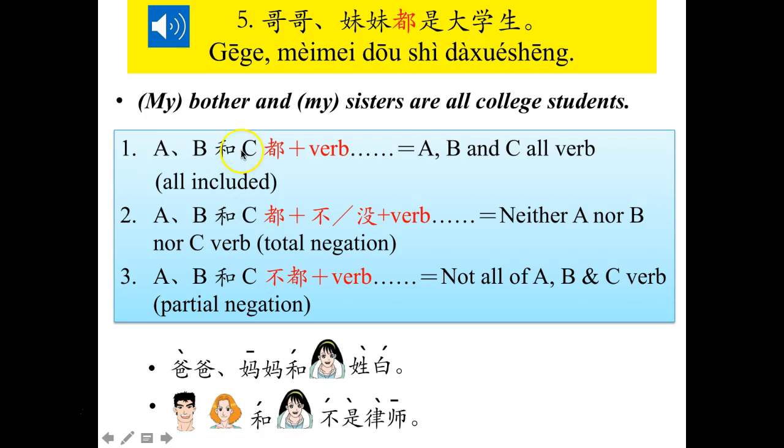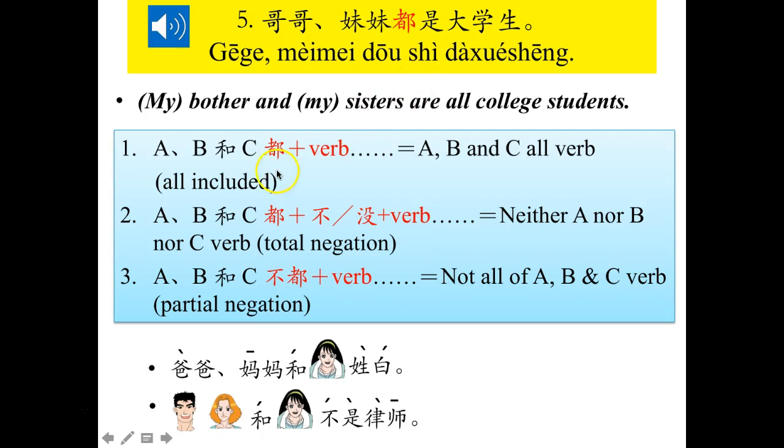好, next, 哥哥妹妹都是大学生。都 is an adverb. It is used to express all or both. It appears after the subject here. 哥哥妹妹 are the subject. Now, a common mistake you may make is that you put 都 at the beginning of the sentence before the subject, because in English, all often appears in front of a noun. Now, in Chinese, don't make this mistake. 都 goes before the verb.